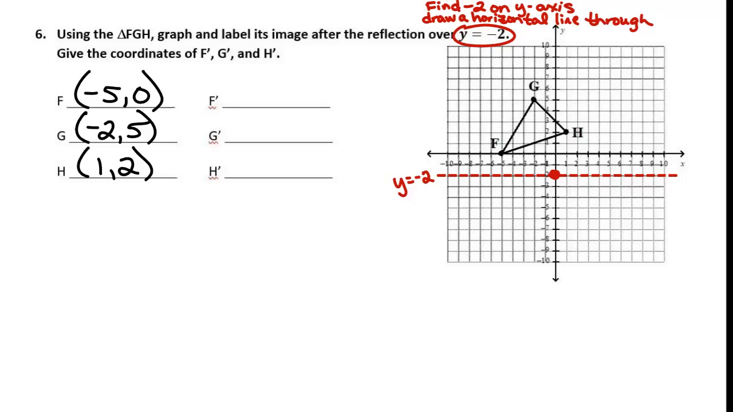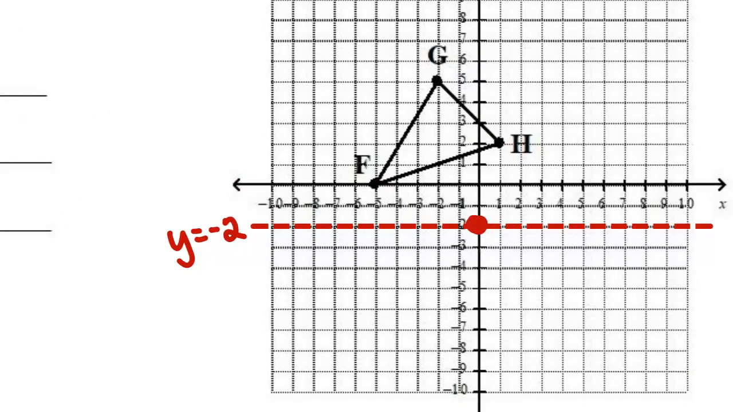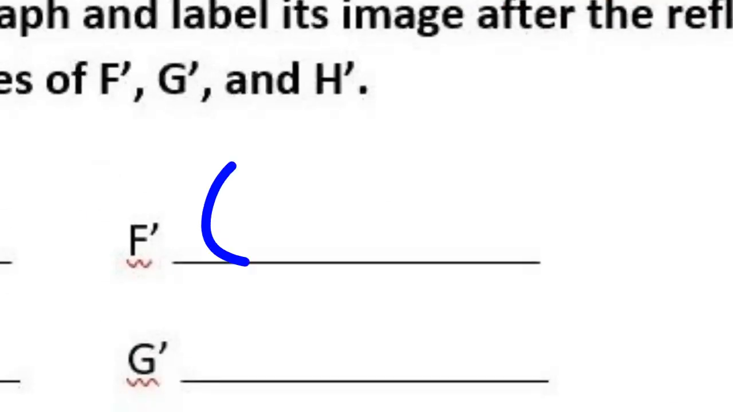Now we are going to count how far away our points are from that line and go the same distance away on the other side. So point F is 1, 2 hops away from the line. So 1, 2 hops on the other side. Right here is my point F prime. That falls at -5, -4.